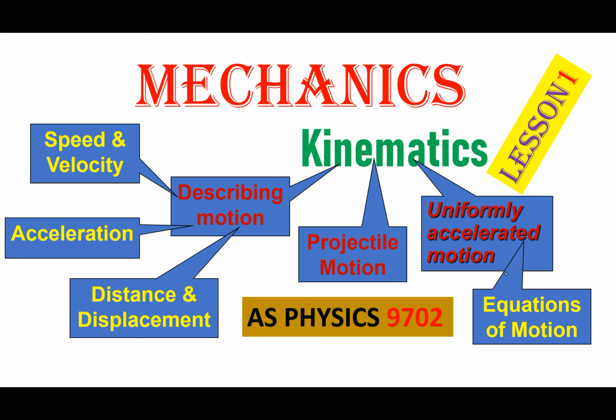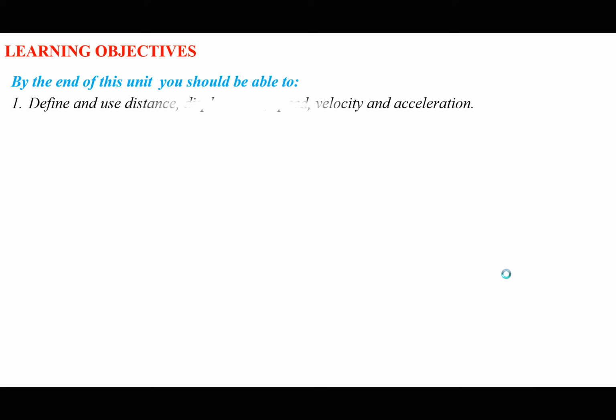Okay, so let us start kinematics. To start with, we shall begin by talking about the learning objectives, or the expected learning outcomes, at the end of the unit or of the topic kinematics. At the end of this topic, you should be able to do the following. Number one, you should be able to define and use distance, displacement, speed, velocity, and acceleration. In other words, you will be able to distinguish between them.